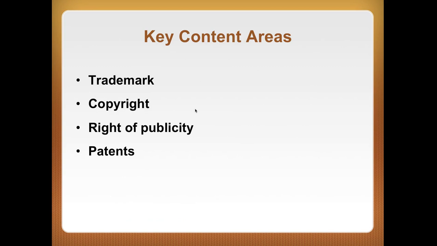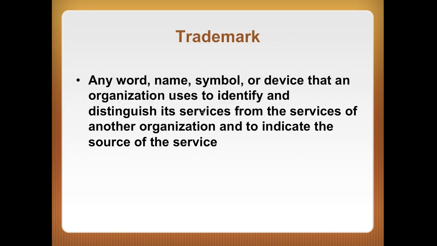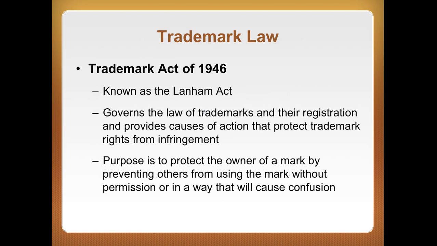So, probably 4 things we're going to talk about the most are trademark, copyright, right to publicity, and then a little bit about patents. So what a trademark is, is any word, name, or symbol that basically is used to identify something, either an organization or a service. So it's something that's recognizable, that it's part of the brand. There are some laws that govern this. There's a Trademark Act basically that governs the use of trademarks, and it was basically there to protect whoever the owner was, and it's to prevent people from misusing it without permission.